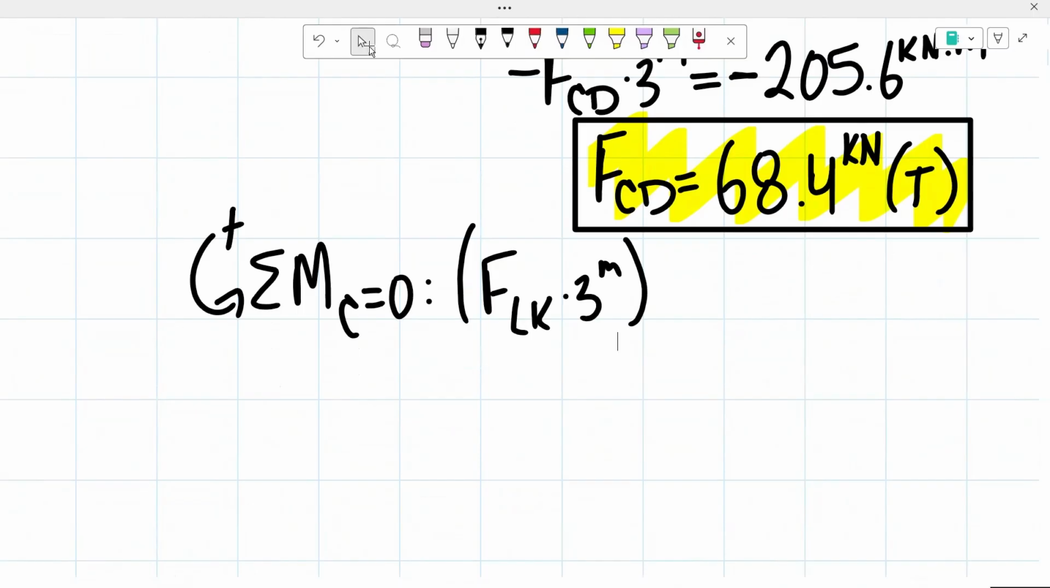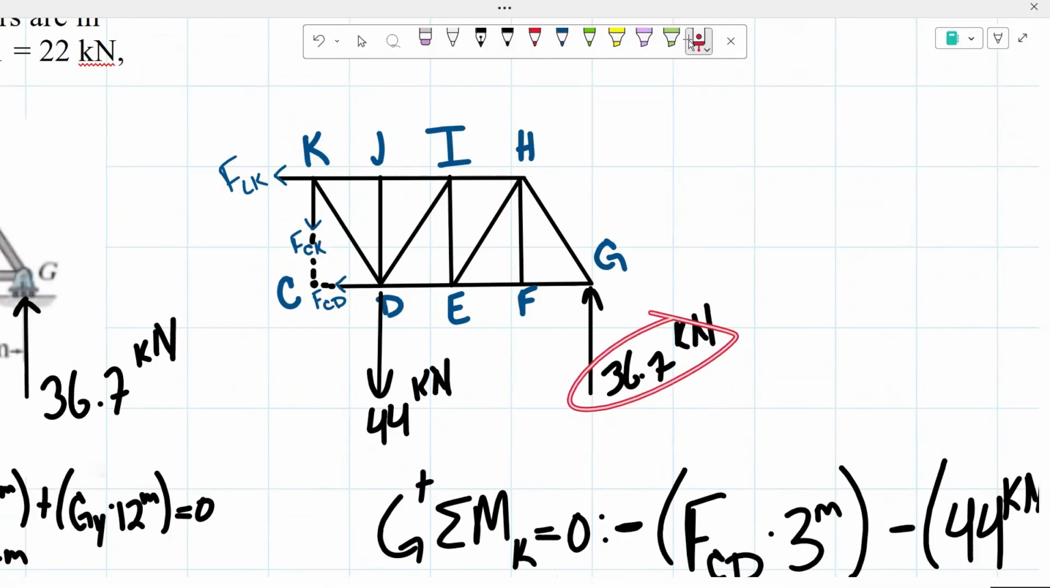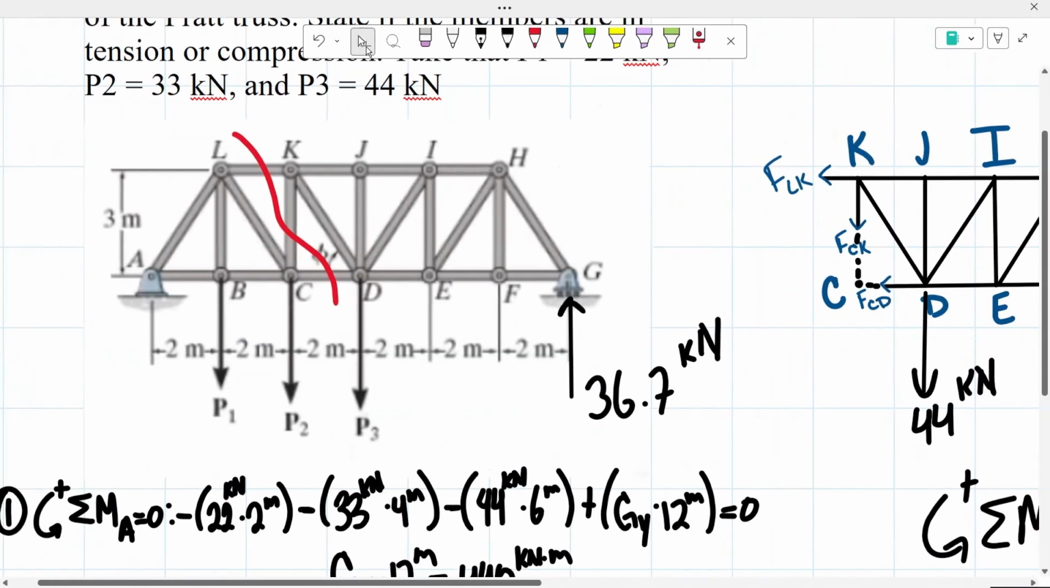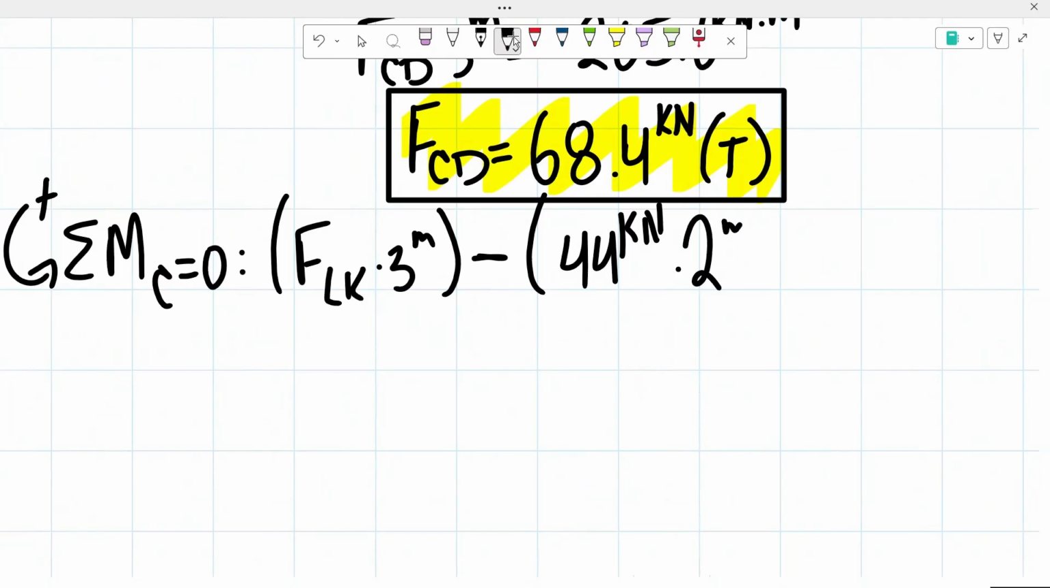From there, we know that both of these will not be creating a moment. So we just have our 44 kilonewtons and our 36.7 kilonewtons. Our point is right here. Our 44 kilonewtons is heading downwards, so that means it's going to be creating a clockwise moment, meaning a negative moment, with a force of 44 kilonewtons. And from here to here, there is a distance of 2 meters, as you can see right here. So negative moment of 44 kilonewtons times 2 meters.